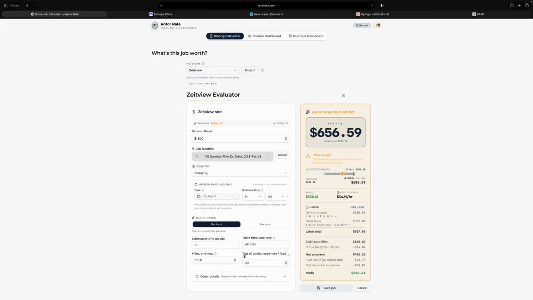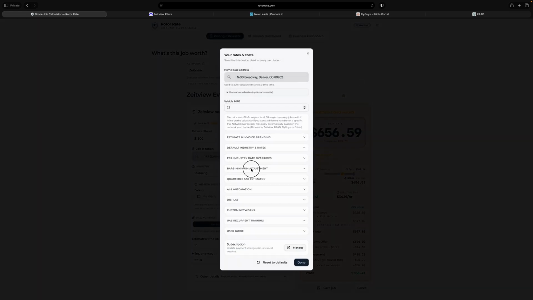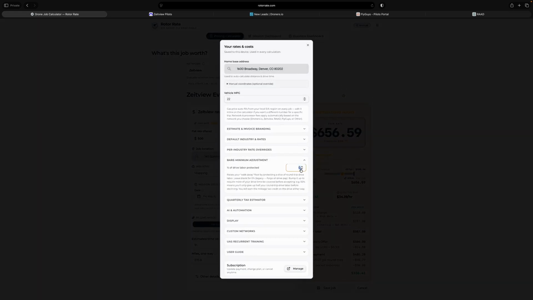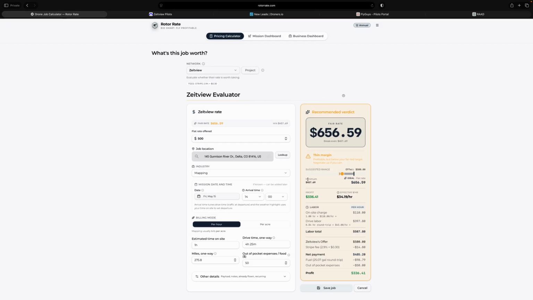So all right, let's go in here and show how that all changes with this bare minimum adjustment. Let's say we want to protect 50% of our drive time, or our drive rate. This number went up. You'll notice this went down, or this became a lot smaller. You're still at this $500 that they're going to offer you. You're still within that window. So technically you're okay. You can take this job and it will, quote unquote, be profitable for you. And it says it here.